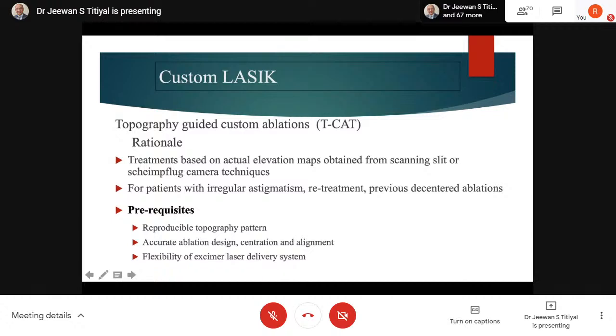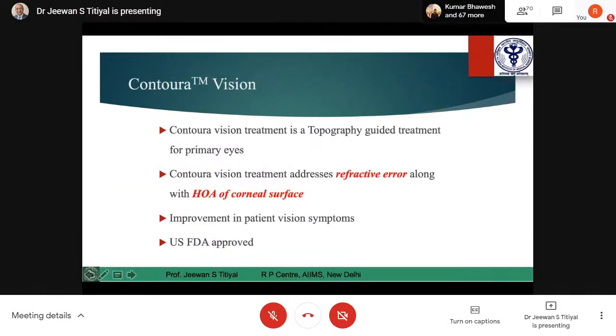Custom LASIK is basically, again, we have to take an entire topography based assessment of these patients, and the picture should be absolutely reproducible. You have to have multiple images to calculate the aberration profile of the patient, then treat these cases. That is what Contoura is based on.